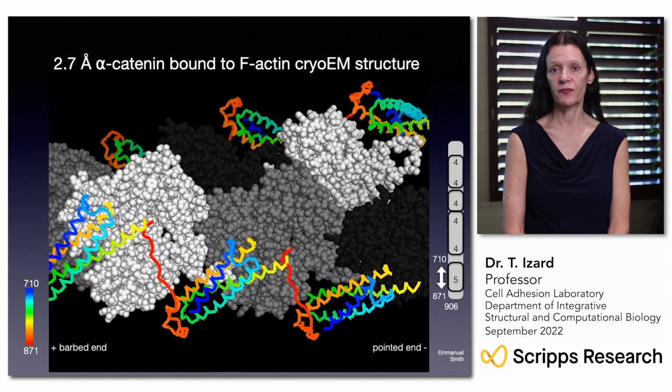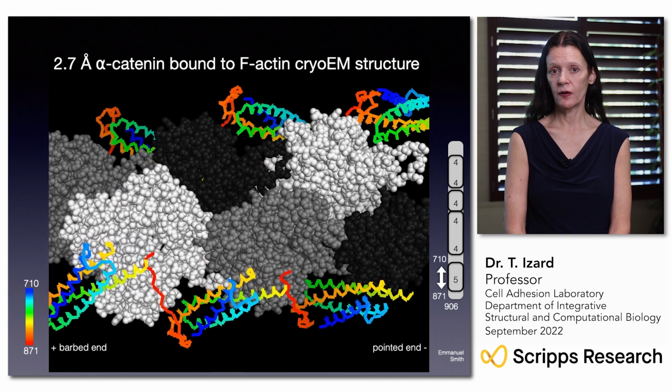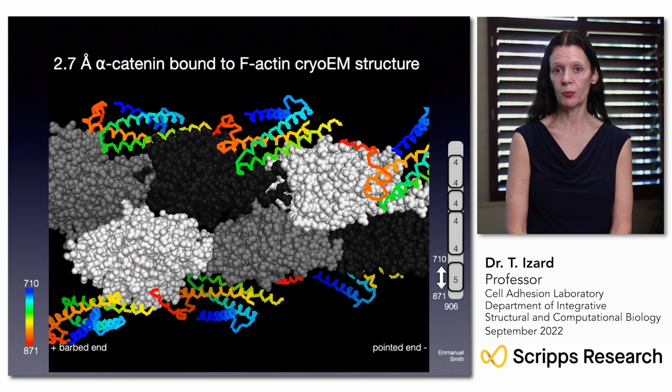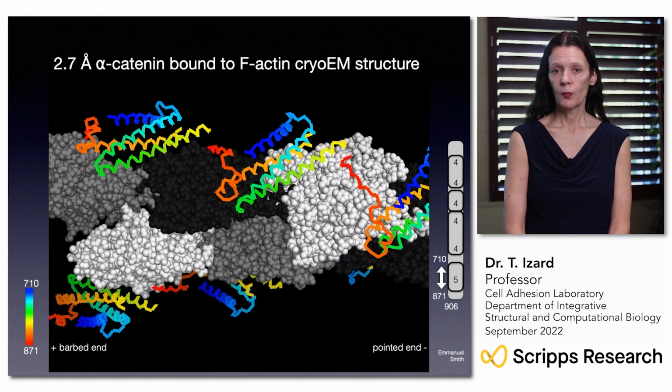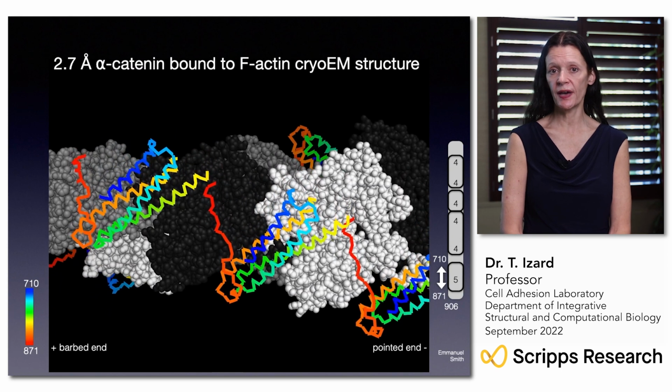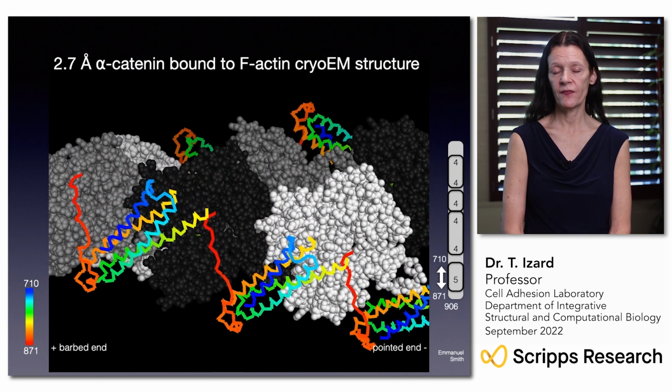The other interesting feature is the unfurling of the amino terminus of the alpha-catenin F-actin binding domain, shown in red, which detaches from the F-actin binding domain and reaches over to another alpha-catenin F-actin binding domain.